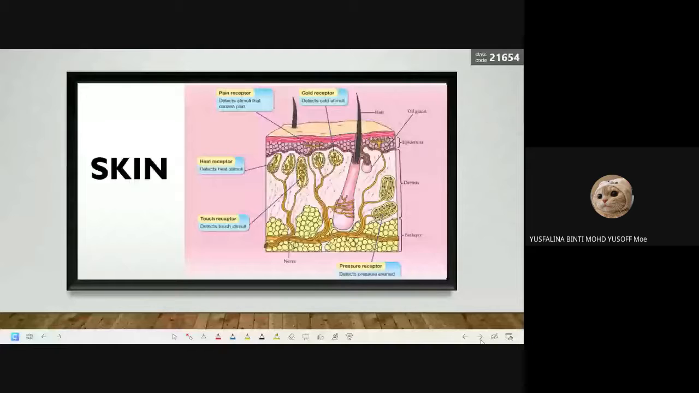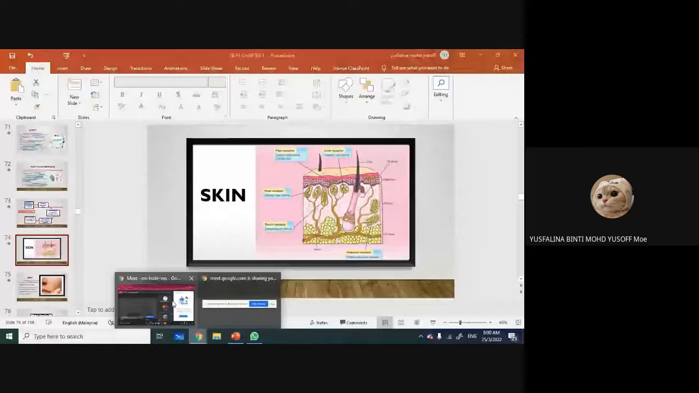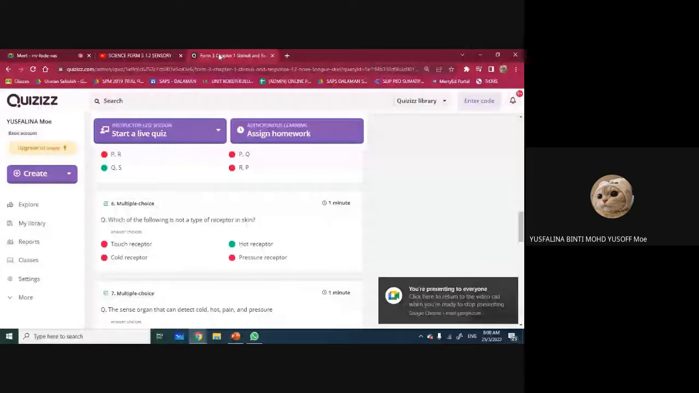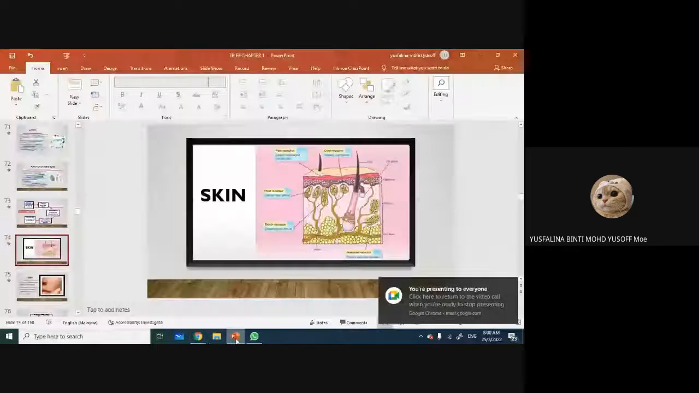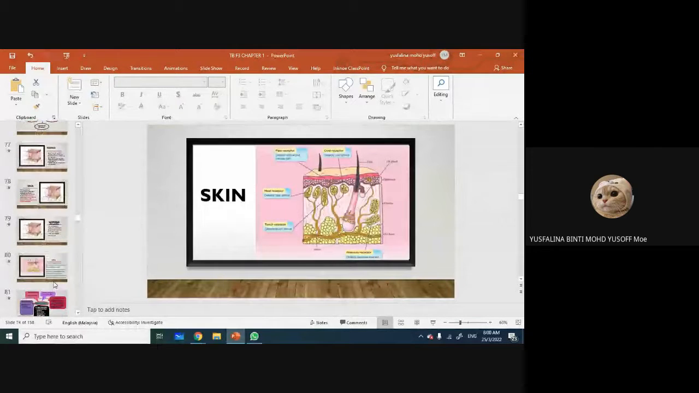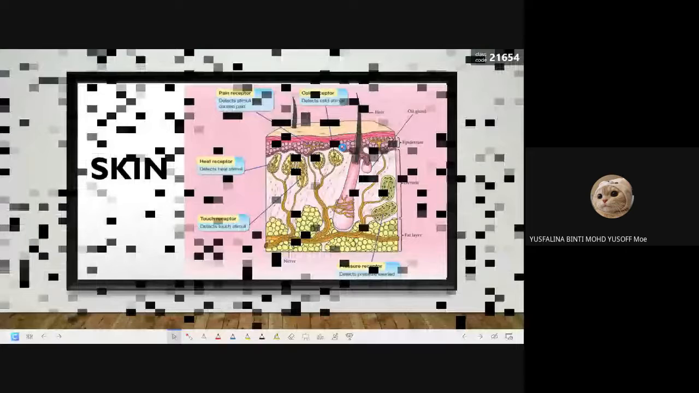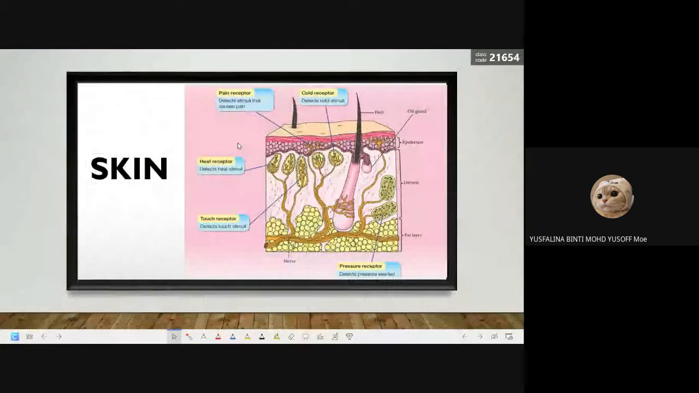So we go, wait for a moment. Okay, so this is the last one for skin. Then after that we go to another part. After I finish with the skin, we do some practice, then we stop. Okay, so skin.